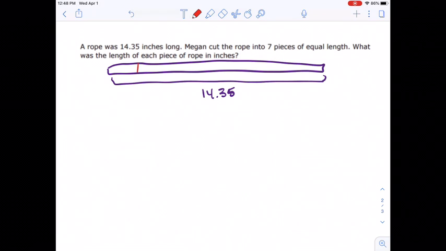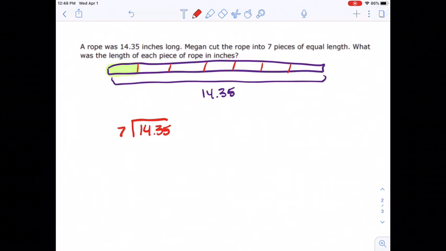And what is she doing to this rope? She's cutting it into pieces. So every time she takes her scissors and cuts off some of this rope. And once she has it all cut up, we want to know what's the length of just one of these pieces. So does our length need to be more than 14 and 3/5 inches long, or will it be less than 14 and 3/5 inches long? Well, we know it will be less because we just want one of these pieces. So let's see how we would solve that. 14 and 3/5 divided by 7.